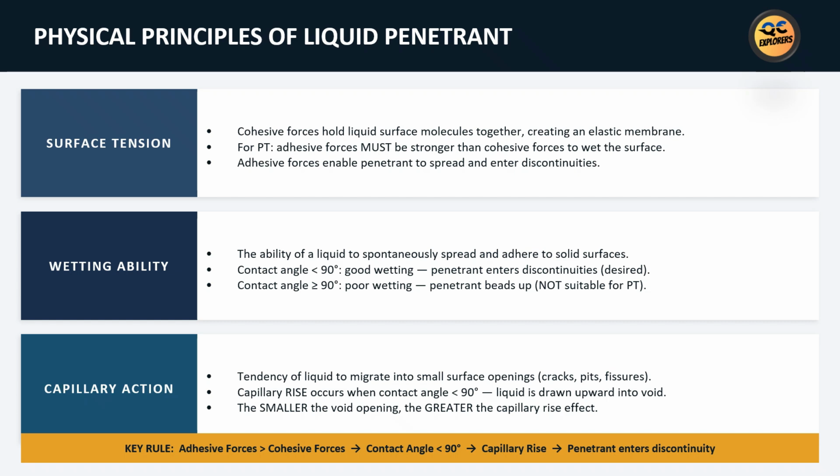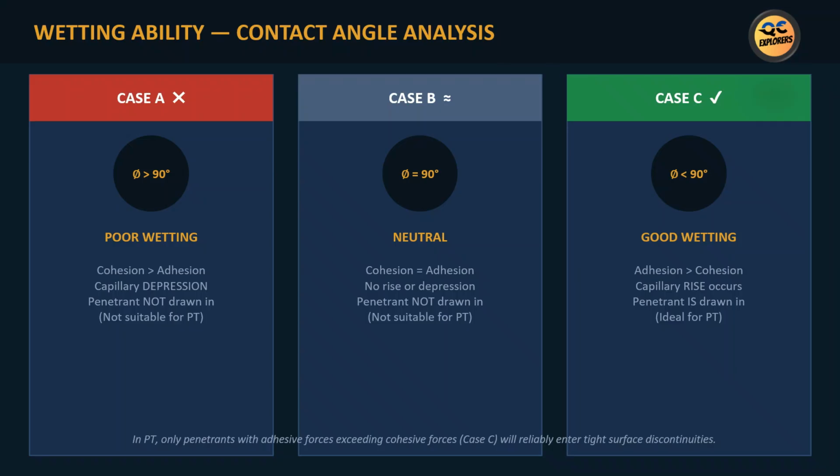Now this complete sequence is very important for certification exams. Adhesive force must be greater than cohesive force. That creates good wetting. Good wetting creates a contact angle less than 90 degrees, and that allows capillary action to pull penetrant into the discontinuity. Now this slide explains the relationship between contact angle, wetting ability, and capillary behavior. And honestly, many candidates get confused here. So let's simplify it carefully.